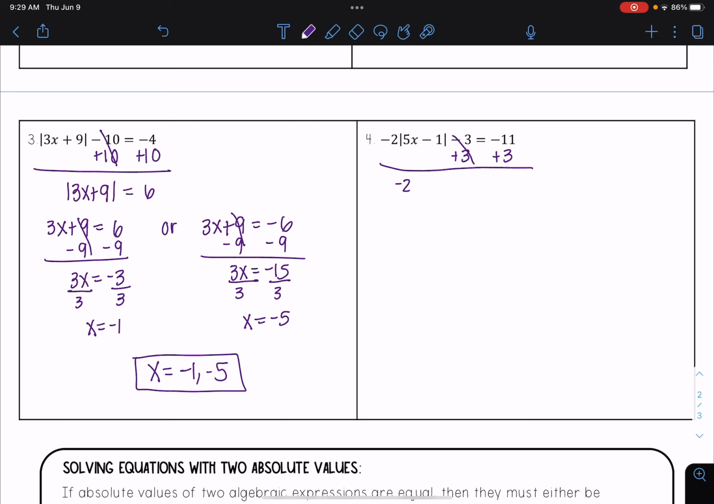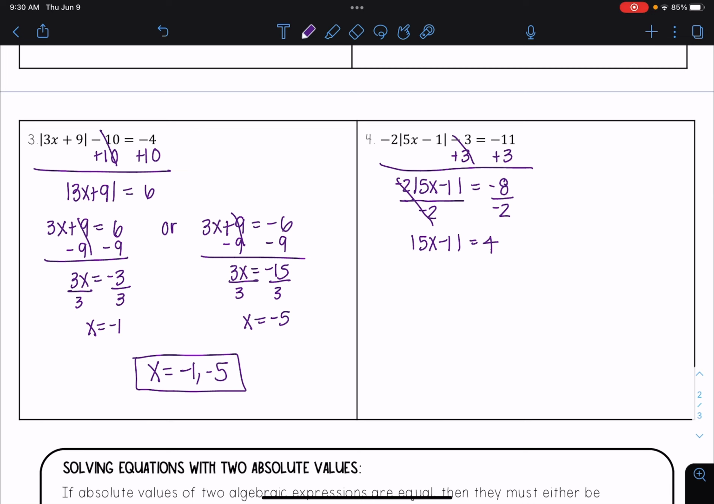So I have negative 2 times the absolute value of 5x minus 1 is equal to negative 11 plus 3, which is negative 8. And now I need to get rid of that -2. This -2 is right next to the absolute value, so that means it's being multiplied by it. So to undo that multiplication, I'm just going to divide both sides by -2. And so now I have the absolute value of 5x minus 1 is equal to +4. So it looks like for a second that we're going to have it equal to a negative number, but when we divide by -2, it ended up being a positive, so we're good to go.